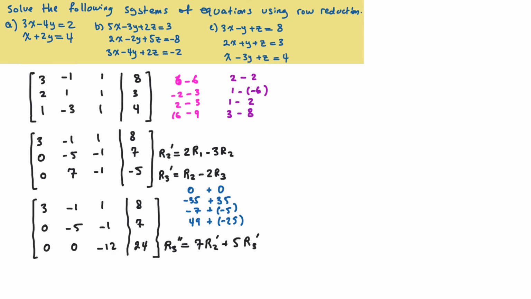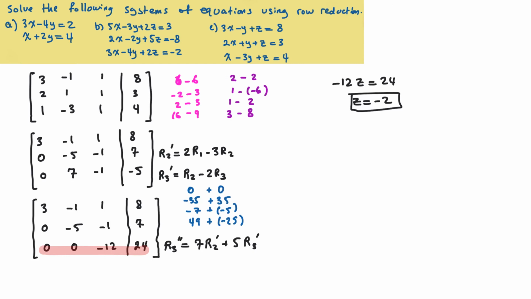Now that we have reduced it to echelon form, meaning that we have the zeros in the left bottom corner, we are going to start with the last row. And our equation here is negative 12 times z is equal to 24. If we divide both sides by negative 12, we will get z is equal to negative 2.